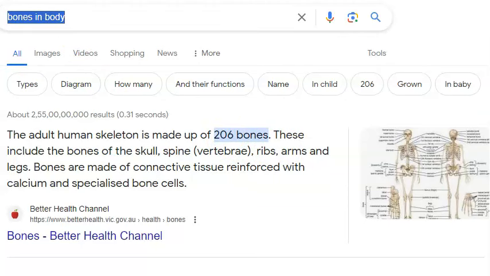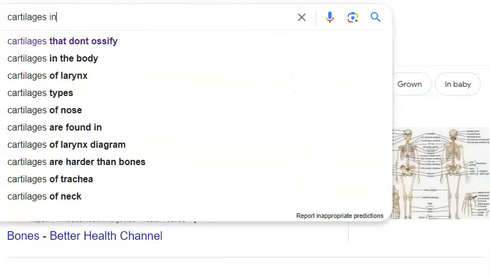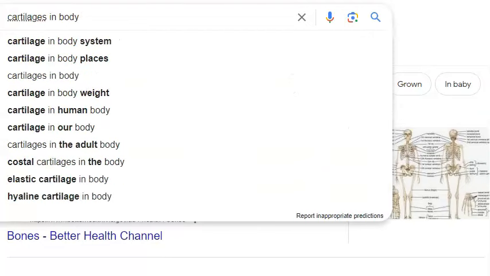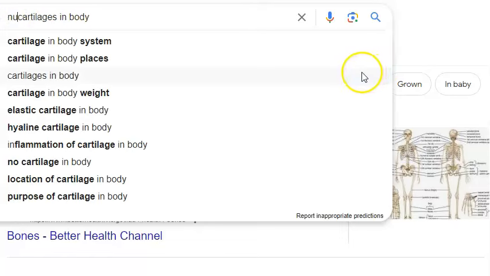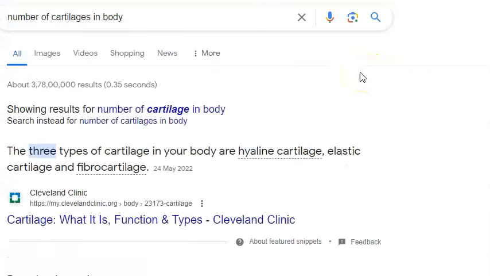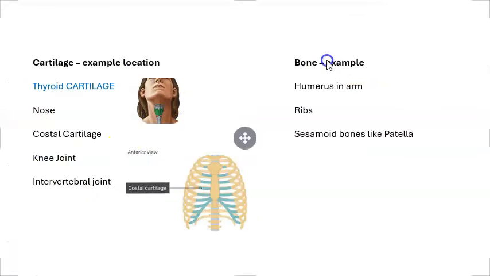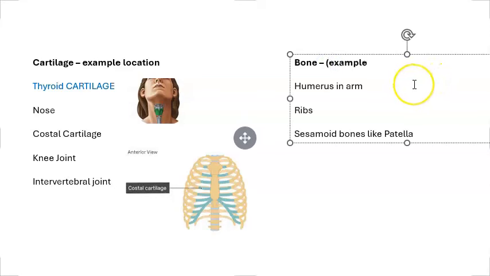Cartilages in the body. Number of cartilages in the body: there are 3 types of cartilage, but there's no count for cartilages. So how many are there? 206 is for bones in an adult. Okay, now we are done with this slide.